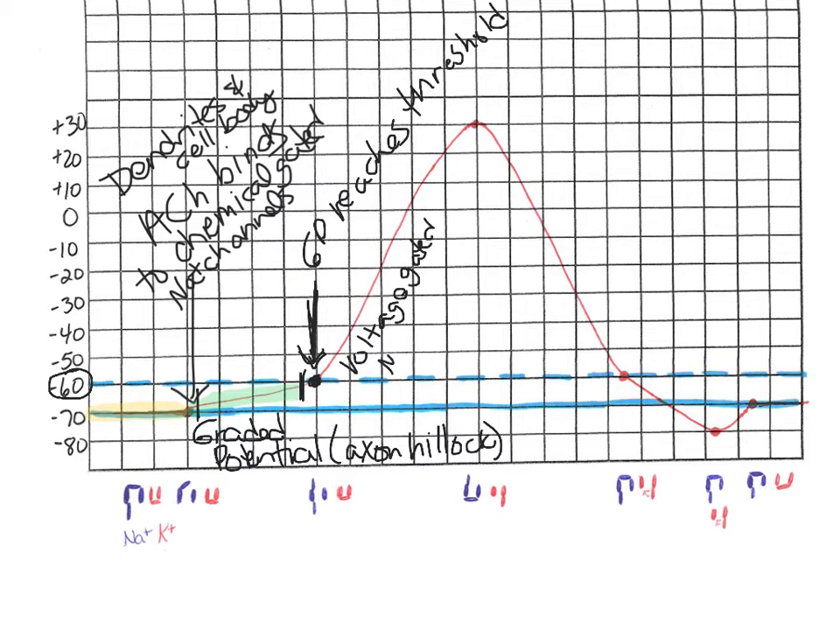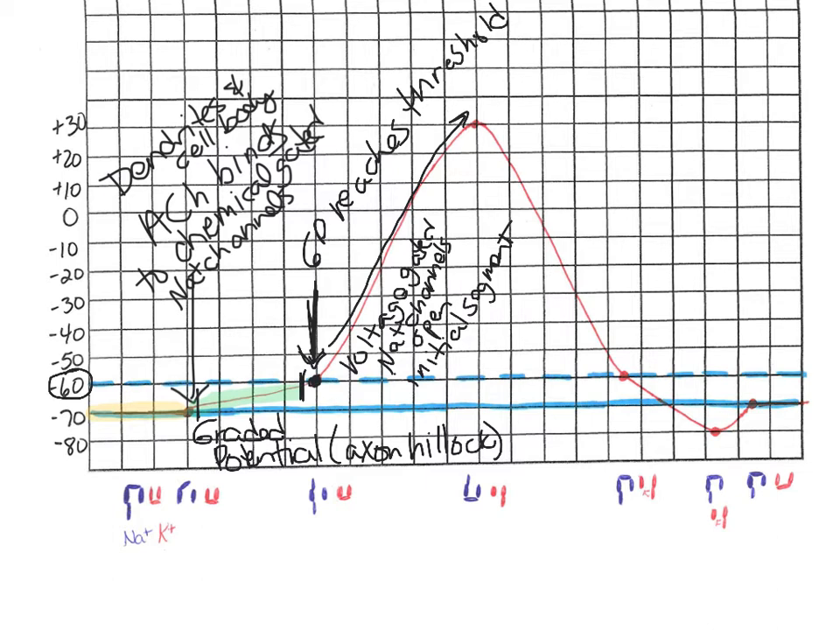sodium channels open. And sodium starts flooding into that initial segment. This is at the initial segment. Sodium's flooding into the axon, flooding into the axon. So our charge is going to become more positive, which is what happens. We see this positive movement on that graph, right?